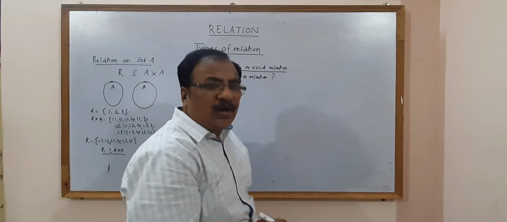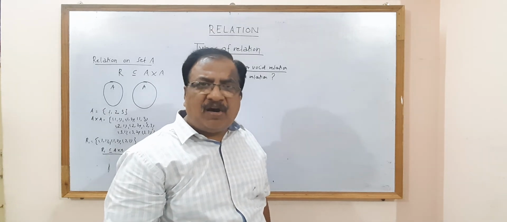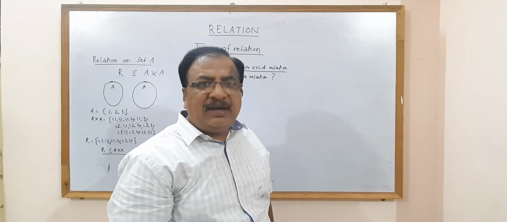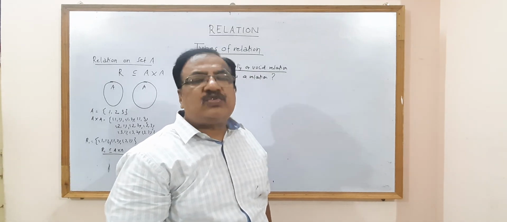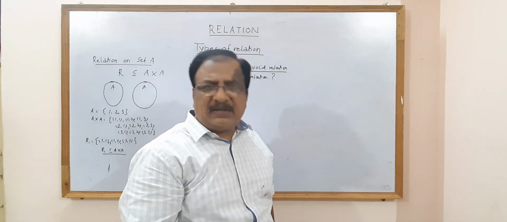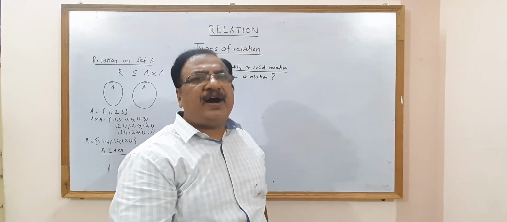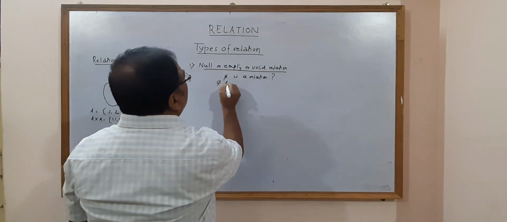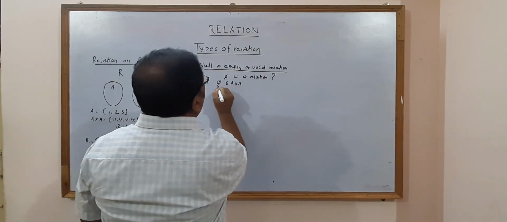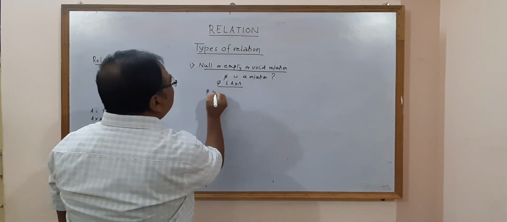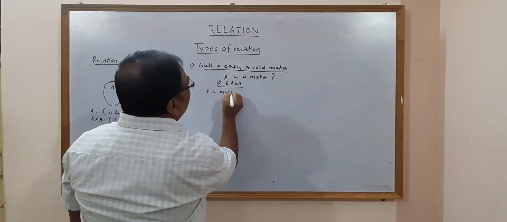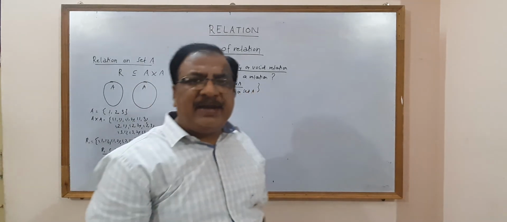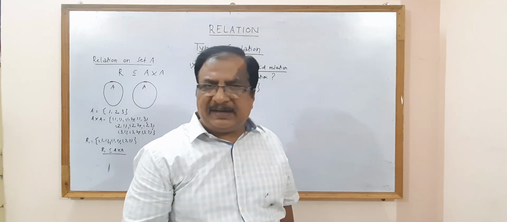Because phi is a subset of every set. We know that phi is a subset of every set. A cross A is also a set. So phi is also a subset of A cross A. That implies phi is a relation on set A. First of all, we have discussed why phi is a relation on set A.